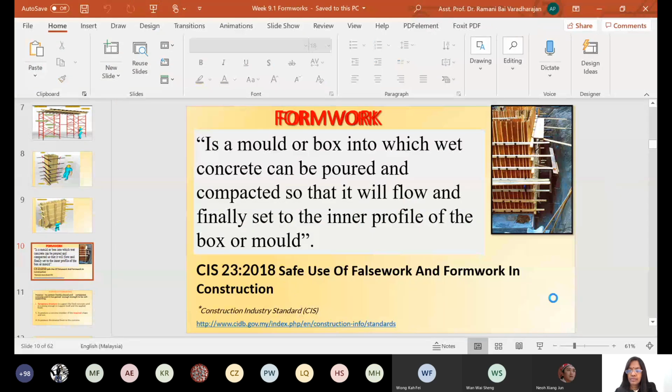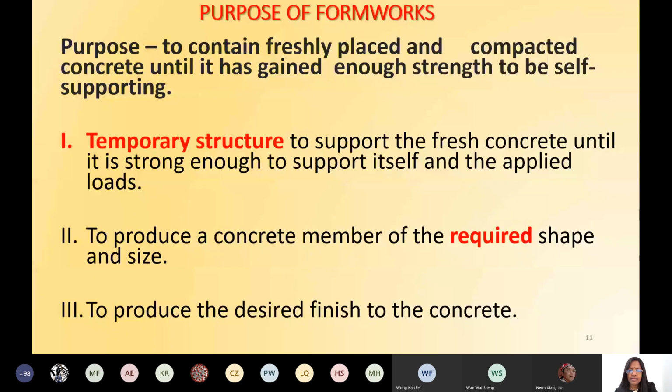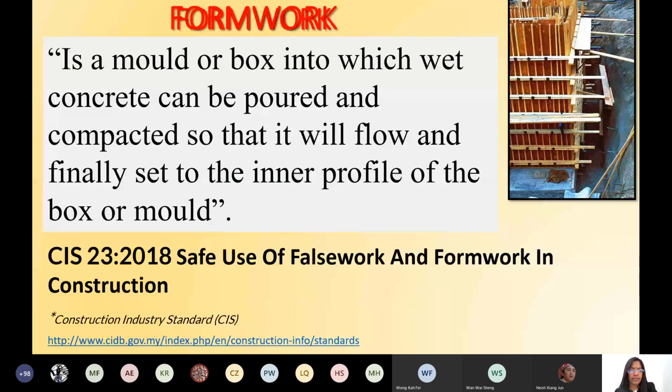Okay. You can see the slide, right? You can see the slide? Yes, miss. Yes, miss.